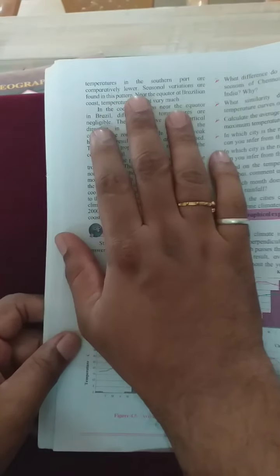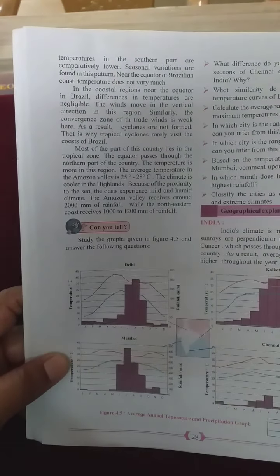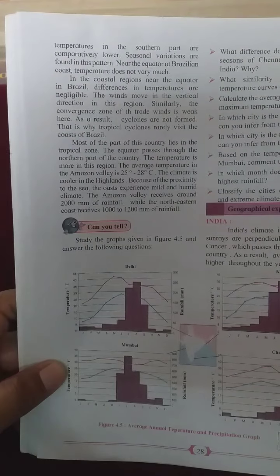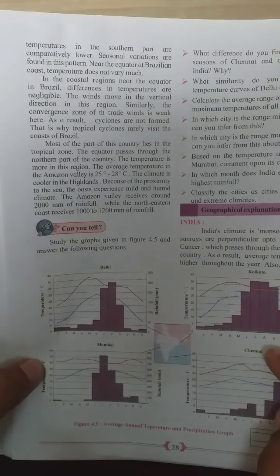Considering the temperatures in Brazil, the northern part of Brazil is hot, while the temperatures in the southern part are comparatively lower. Seasonal variations are found in this pattern. Near the equator at the Brazilian coast, temperature does not vary much. In the coastal regions near the equator in Brazil, differences in temperatures are negligible.